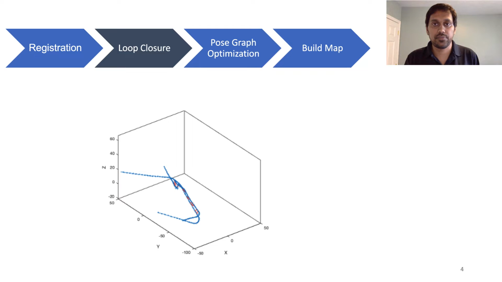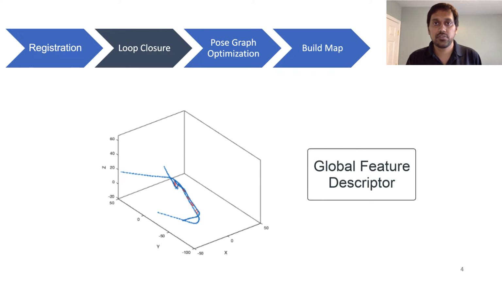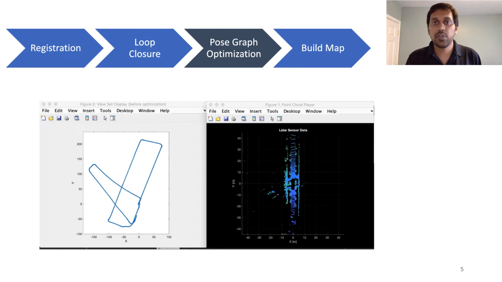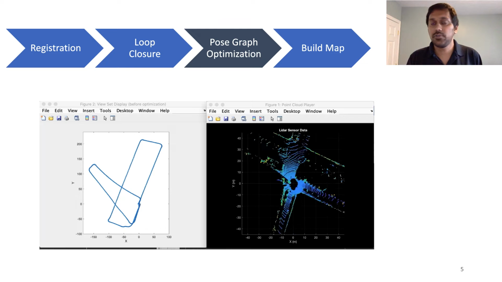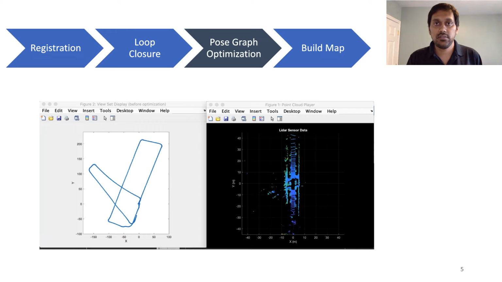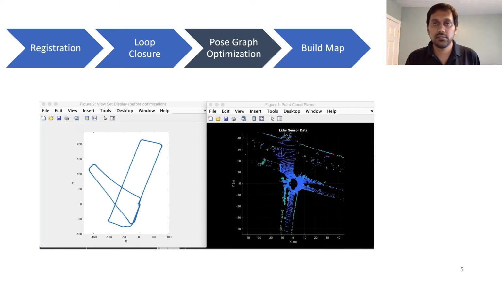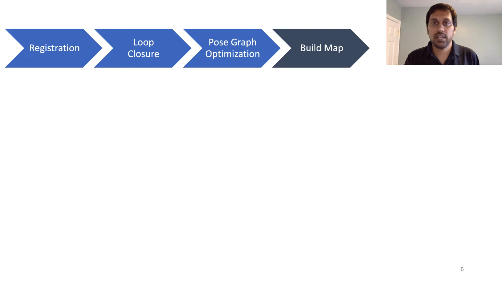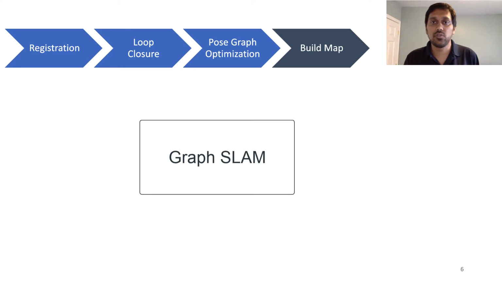to correct the drift. In this example, we use a global feature descriptor to detect the previously visited locations. In this plot, the detected loops are indicated in red. Then, we go on to optimize the pose graphs using the state-of-the-art G2O library. Once this is done, we can use the point clouds from the sensor and the optimized poses to build a map. This algorithm of Lidar SLAM shown in the example is popularly known as Graph SLAM.